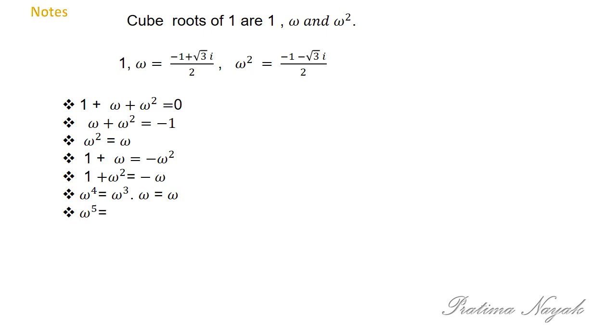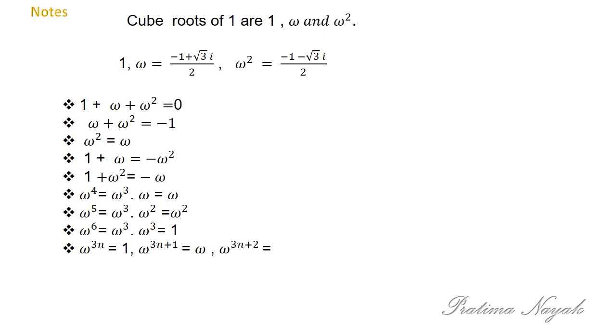Omega to the 4 will be omega cube into omega, that is the same as omega. Omega to the power 5 is equal to omega cube into omega square, that is the same as omega square. Omega to the power 6 is equal to omega to the power 3 into omega to the power 3, that is 1. So omega to the power of any multiple of 3 is equal to 1. Omega to the power 3n plus 1 will be omega. Omega to the power 3n plus 2 is equal to omega square.